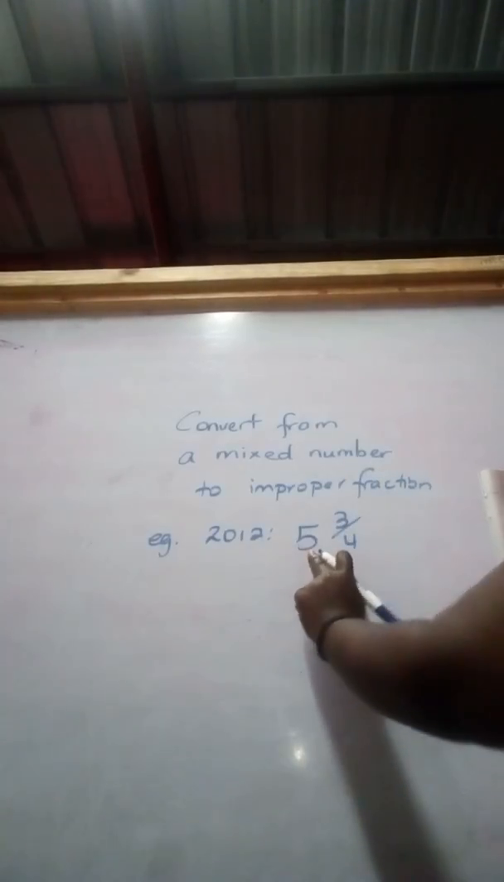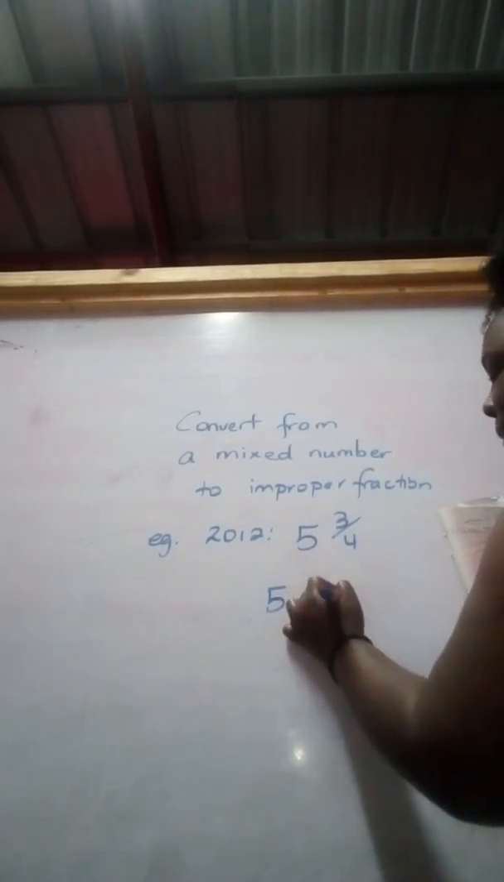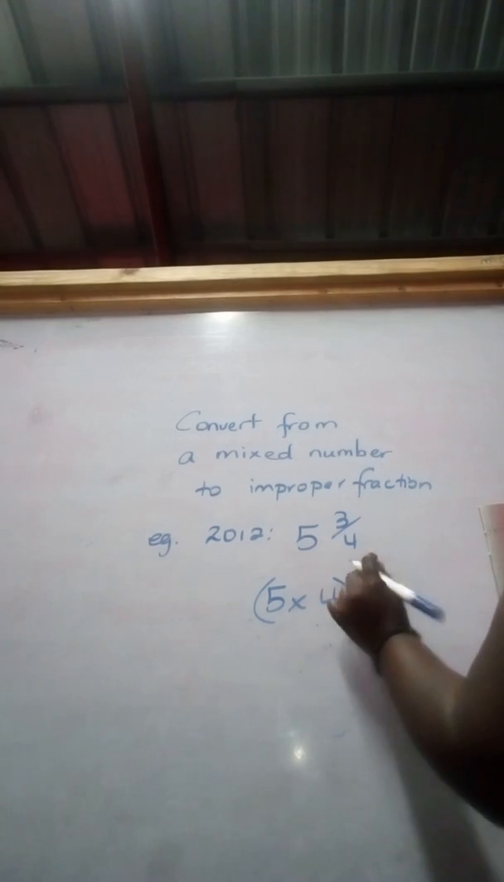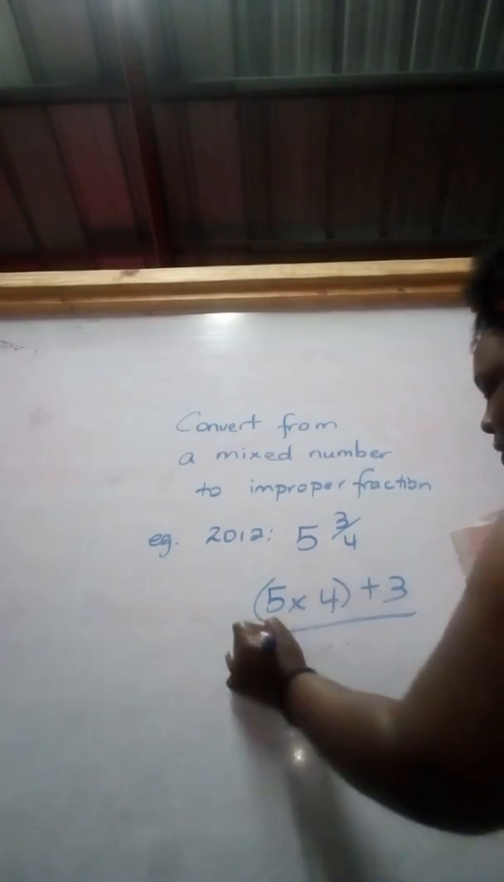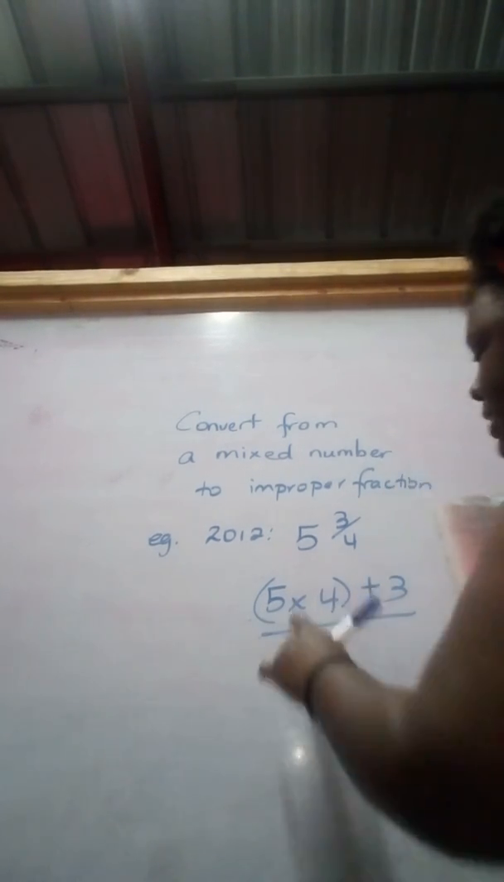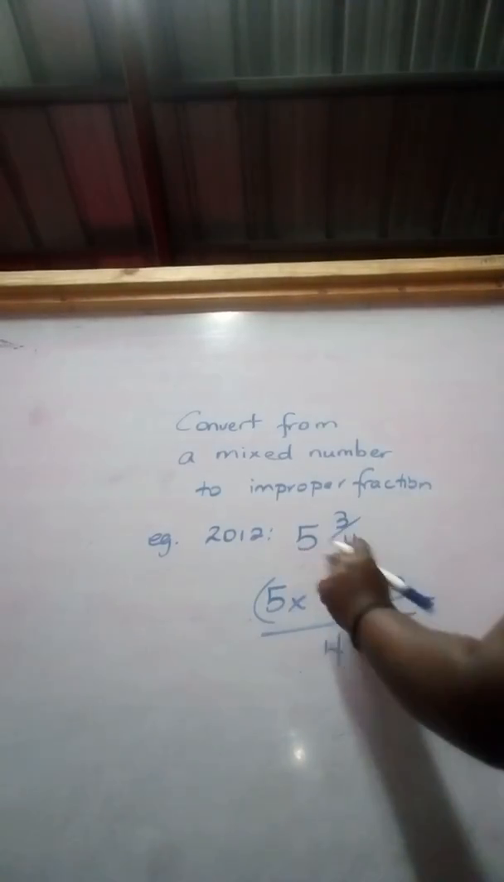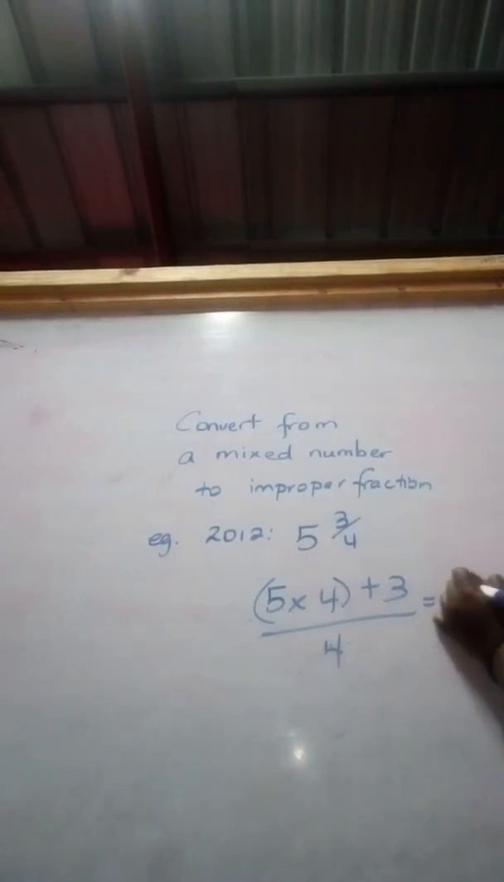We take the whole number, multiply by the denominator, and add the answer you get to your numerator. Your denominator remains the same. So 5 multiplied by 4 is 20. 20 add 3 will give us 23/4.